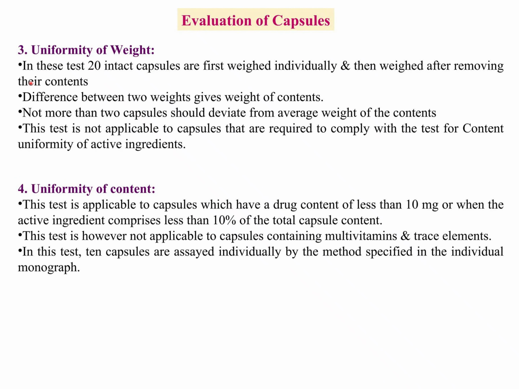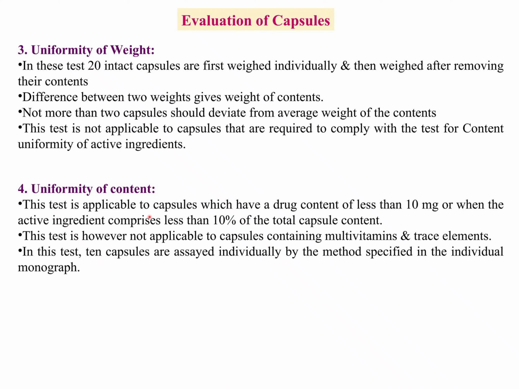The next one is uniformity of weight. In this test, 20 intact capsules are first weighed individually, and then weighed after removing their content. Difference between two weights gives weight of content. No more than 2 capsules should deviate from average weight of the content. This test is not applicable to capsules that are liquid, that are required for complying with the test for content uniformity of active ingredient.